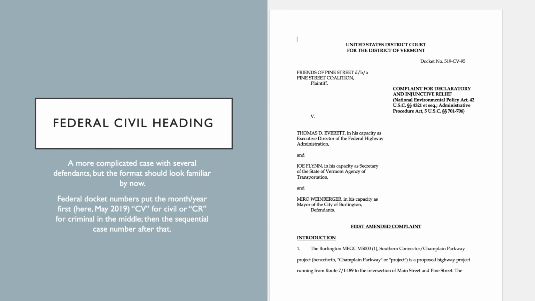There's a federal civil heading. Again, you should be recognizing the format. The docket numbers are a little different federally. They put the month year first, and then CV or CR for civil or criminal, and then the sequential case number after that. And this is a little bit more complex. As you can see, it's a civil case that I filed on behalf of a citizens group in the federal district court. Up top says U.S. District Court for the District of Vermont, and then you'll notice that there are a number of different defendants.